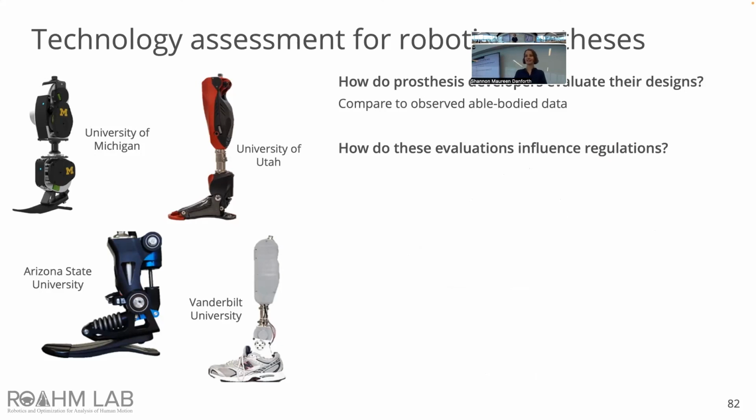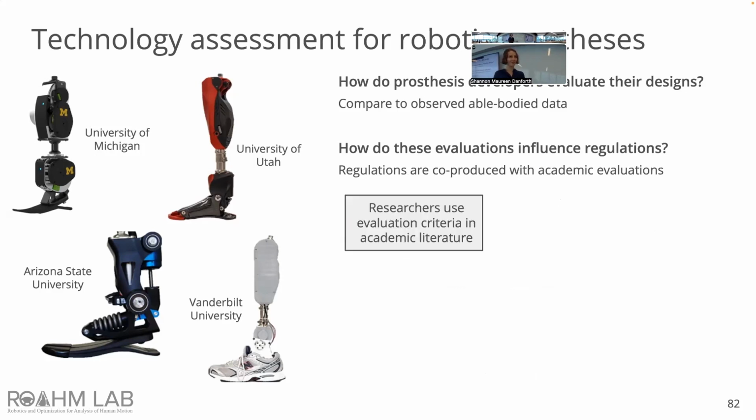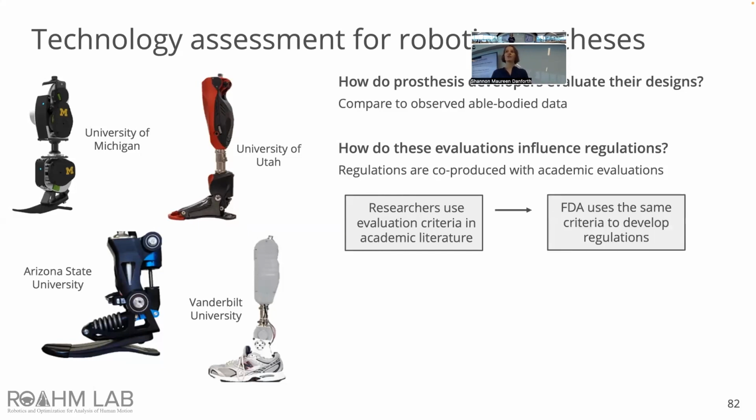So next, I asked, how do these evaluations influence regulations? And I found that these regulations are co-produced with the academic evaluations. First, researchers converge on evaluation criteria in academic papers. And then the FDA draws from that in order to develop regulations to approve devices for commercial use. But in turn, that enforces that researchers will continue to use the same standards in order to evaluate their designs, because generally researchers would like to commercialize their products. So they'll use whatever the FDA is listing to approve them.